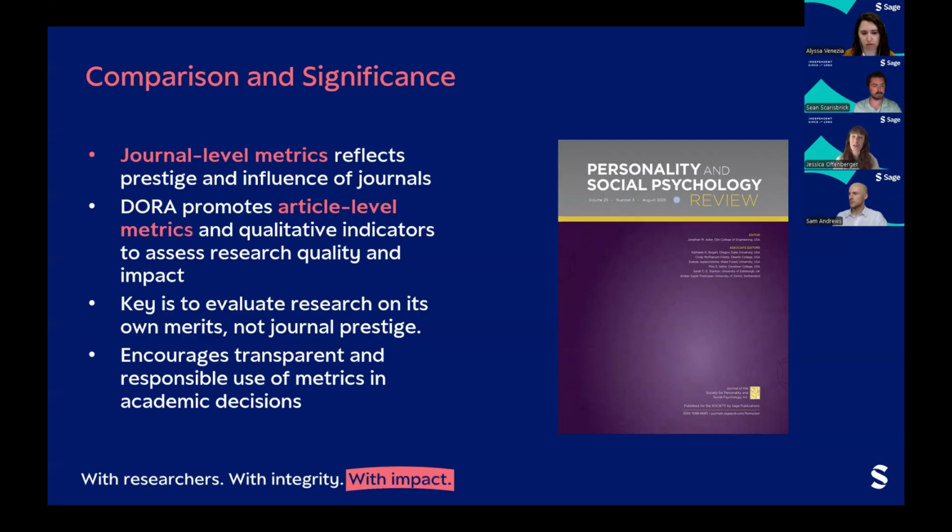Ultimately, as we'll talk about today, no single metric is perfect. The key is to understand their strengths and limitations, and use them collectively to assess and enhance your research visibility. So let's dive into some of these journal metrics. Over to you, Sam.